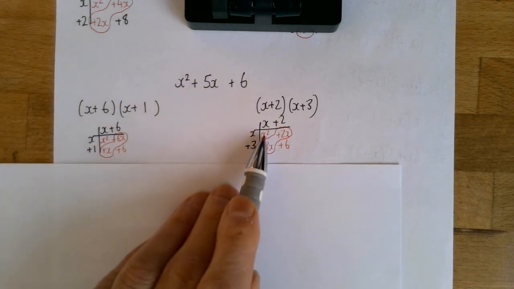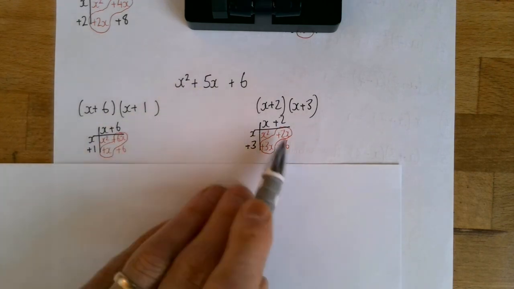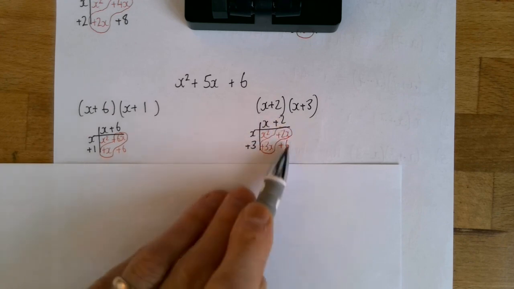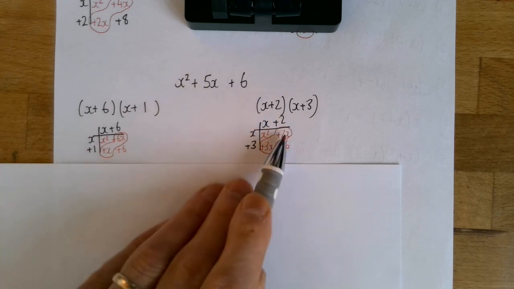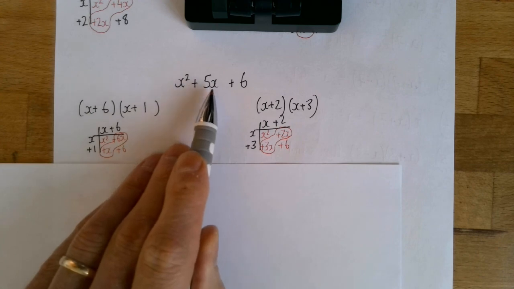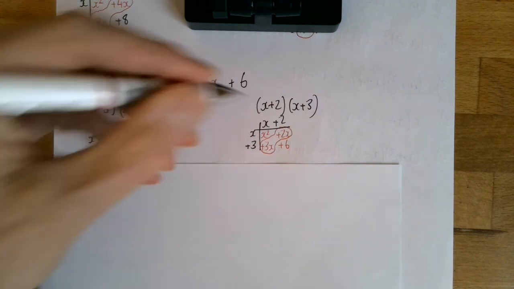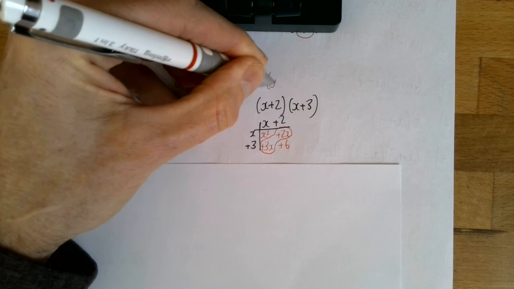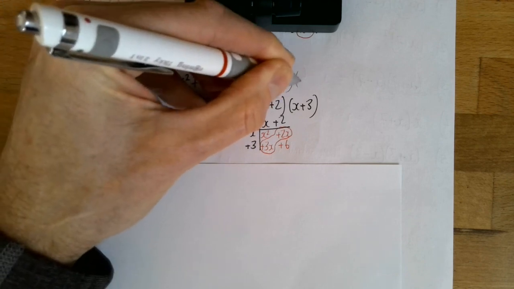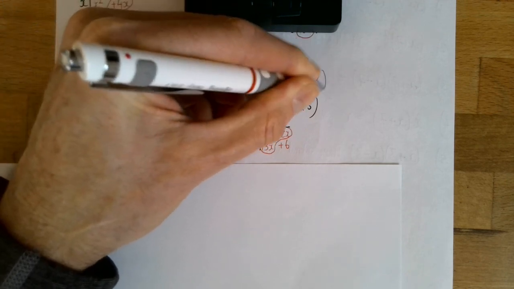Over here, I get my x squared, big tick. I get my plus 6, because I'm multiplying, 3 times 2 is 6, big tick. And 2x's and 3x's, aha, 5x's. It works. So my answer to that one is that.